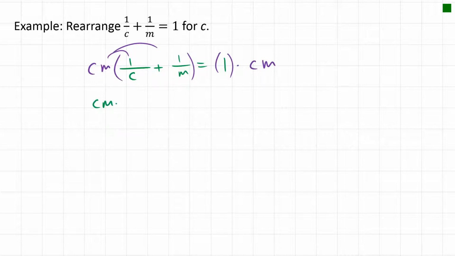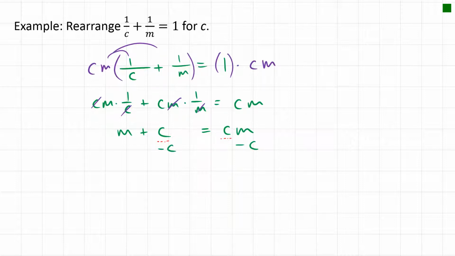So that would leave me with cm times 1 over c plus cm times 1 over m equals cm. On the left-hand side, c's cancel on that term, m's cancel on that term, leaving me with m plus c equals cm. So you can see that this method gets rid of all our fractions, leaving me with a nice expression that I can try to rearrange for c. Only the trouble now is my c's are separated on opposite sides of the equation. So I'm going to move the c on the left-hand side over to the right-hand side.